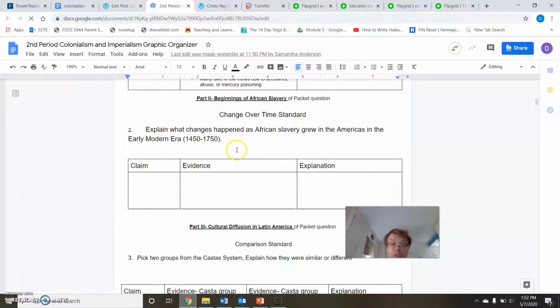And our question is, same as our objective, explain what changes happened as African slavery grew in the Americas in the early modern era. And this is a change over time standard we'll be doing. So you write your claim here. Some of the major changes were blank, blank, and blank, which really affected people. You can go ahead and write your claim there, put your evidence and explanation.